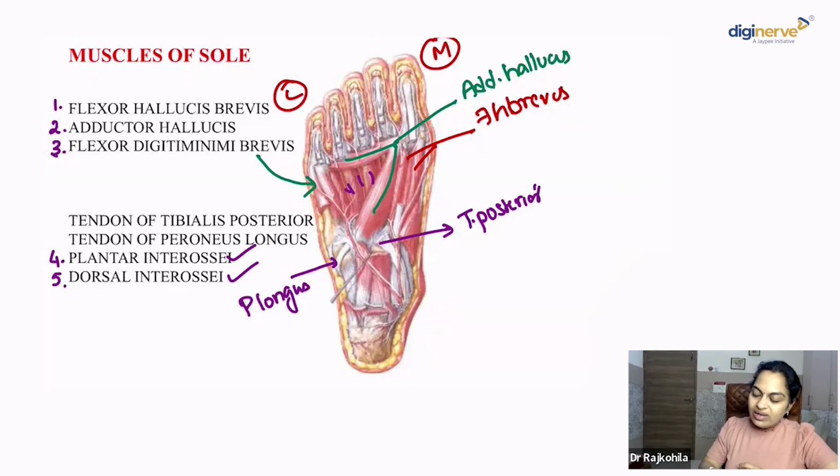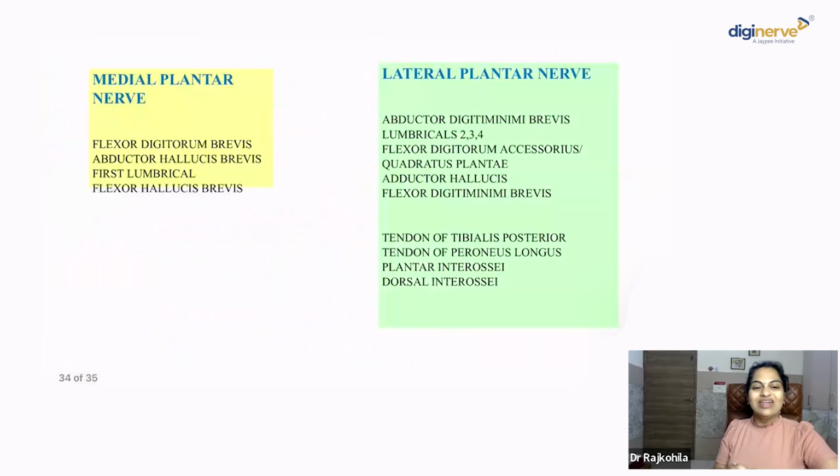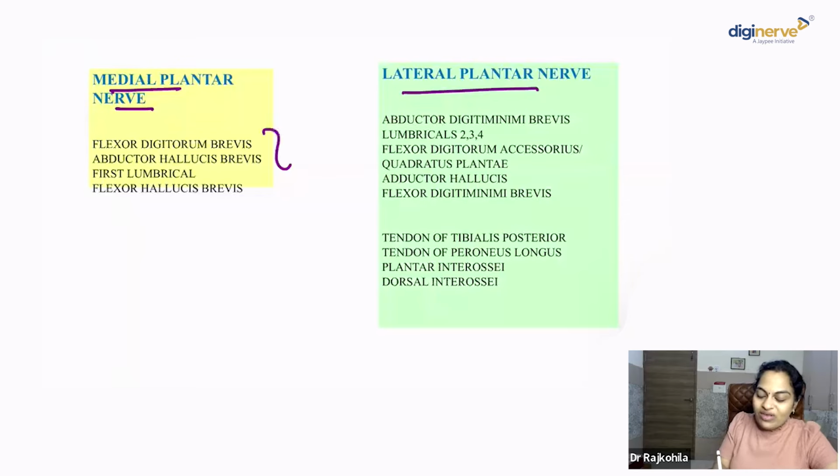Now moving on to the least complicated part, nerve supply. Okay, so in the hand, we saw median nerve and ulnar nerve. Similarly, in the sole, we are going to see the medial plantar nerve and the lateral plantar nerve. And you can obviously make out the medial plantar nerve is just going to supply only four muscles.